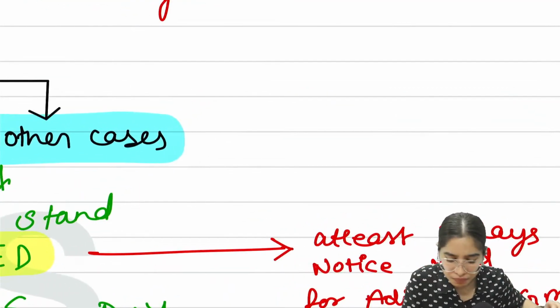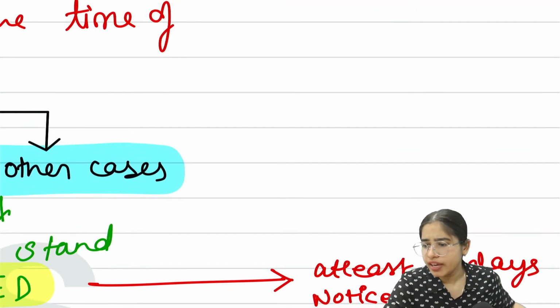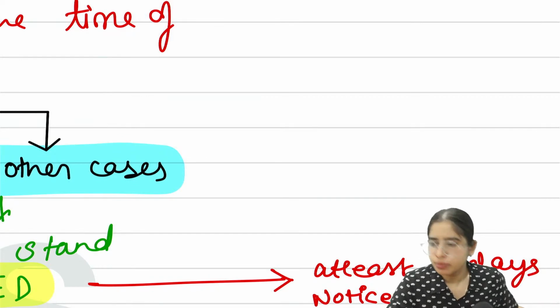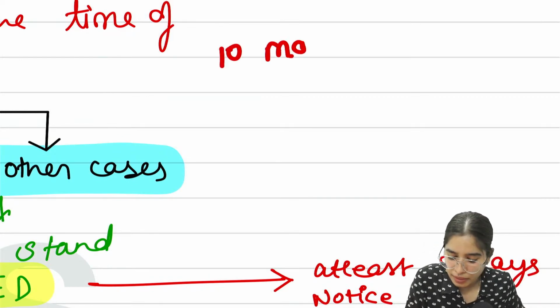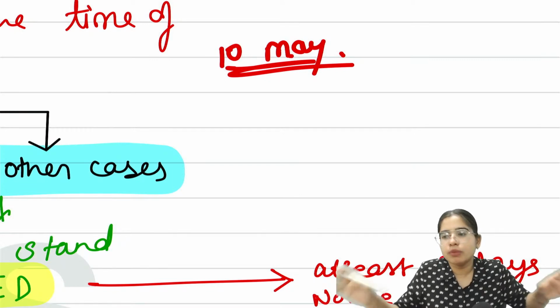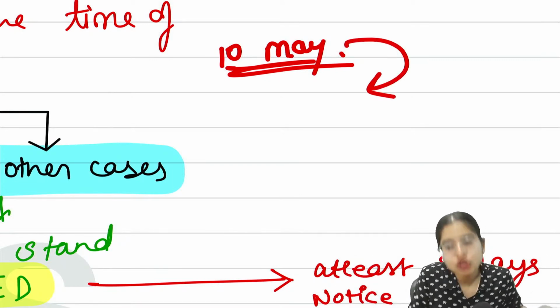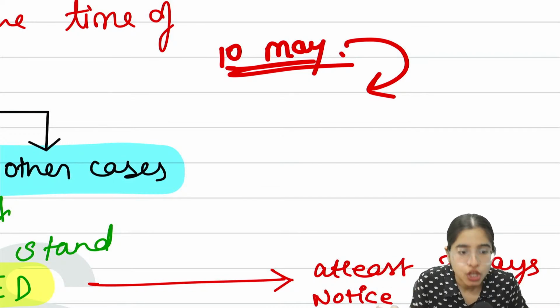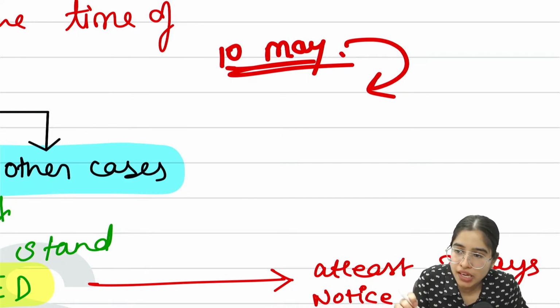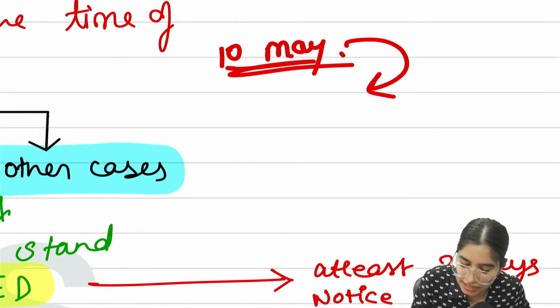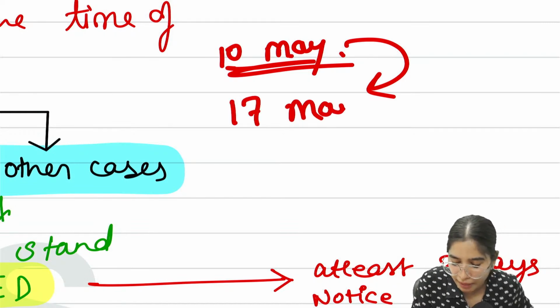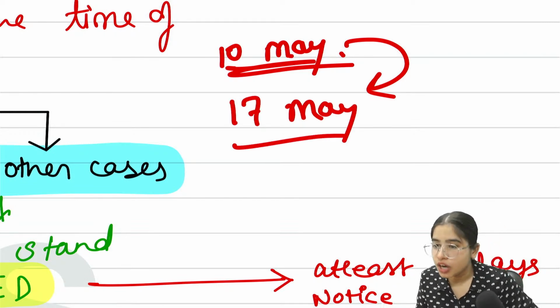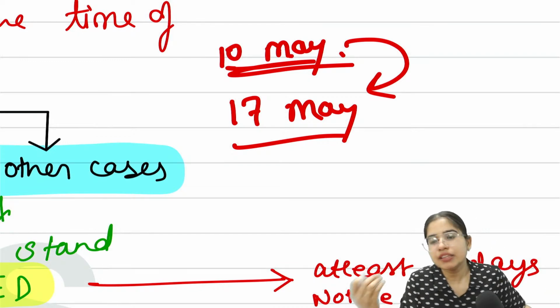So let's say today is 10th May. And if let's say today quorum is not present, then ideally तो meeting will be adjourned to next week same day. मतलब today is Tuesday. So next week same day will be Tuesday. Next week same day will be 17th May. So the meeting will be adjourned to 17th May.